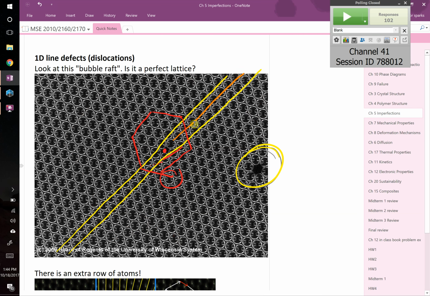That is what we call a dislocation, and we are out of time, so we'll pick up here next time and talk a little bit more about them.